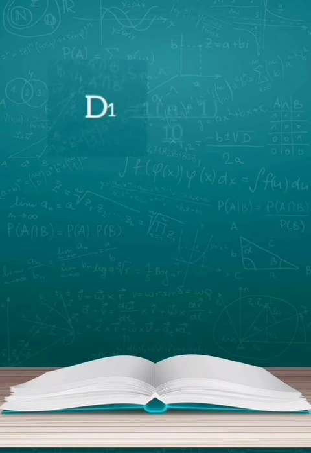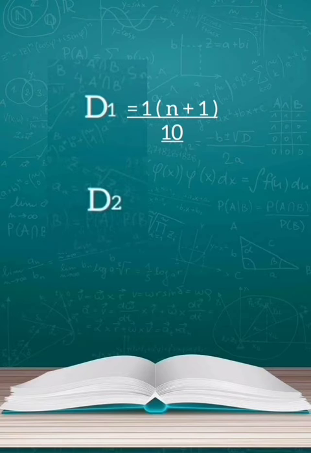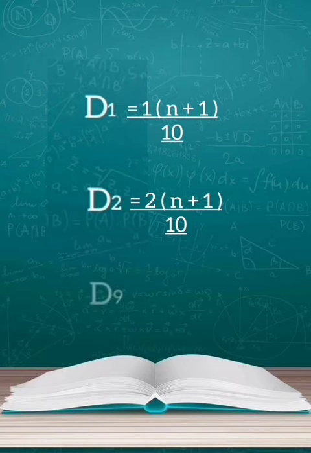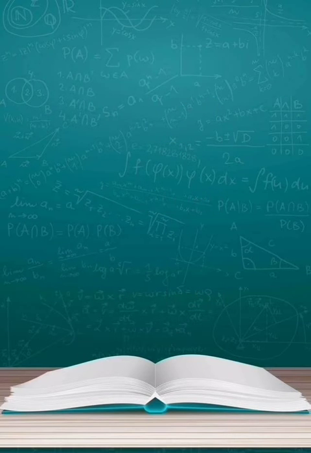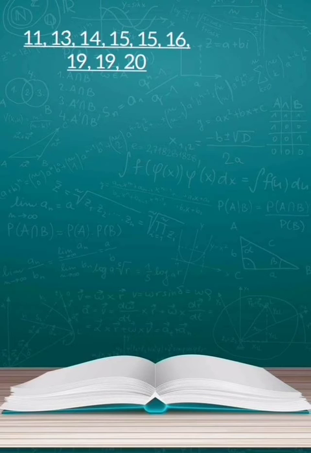First decile is equal to 1 times the quantity n plus 1 all over 10. Second decile is equal to 2 times the quantity n plus 1 all over 10. Ninth decile is equal to 9 times the quantity n plus 1 all over 10. For the example, using the same dataset, we'll find the fifth decile.